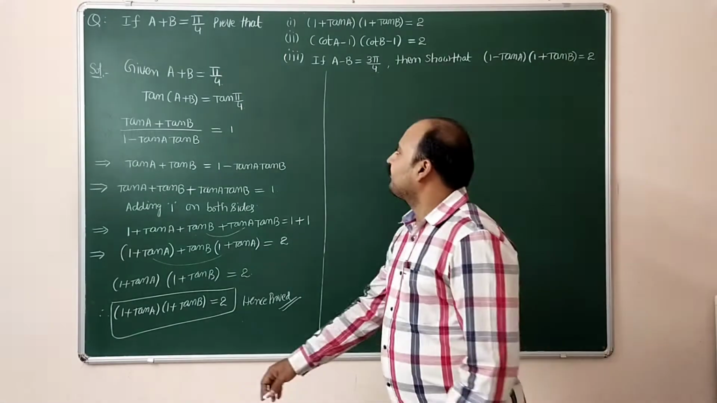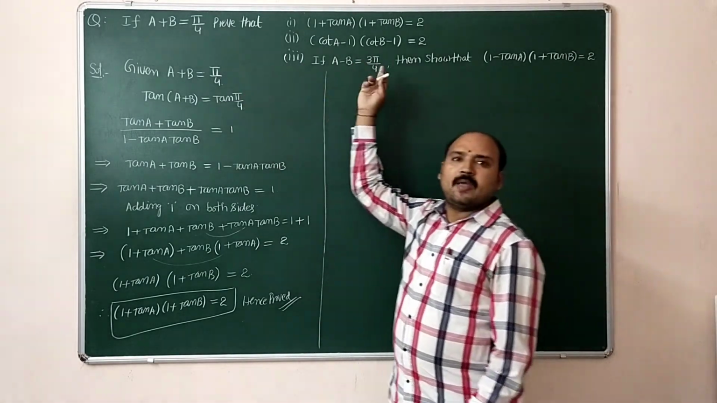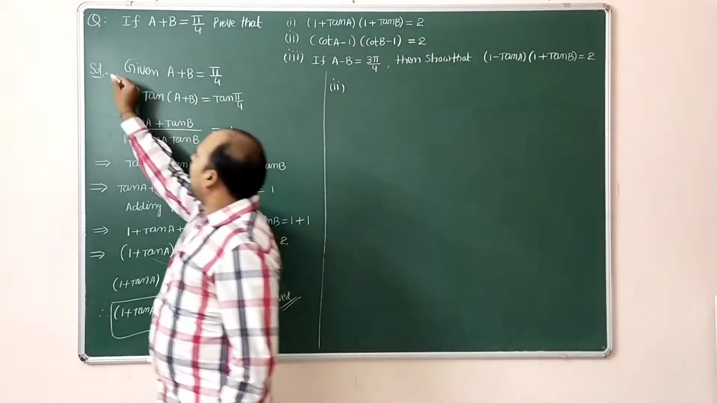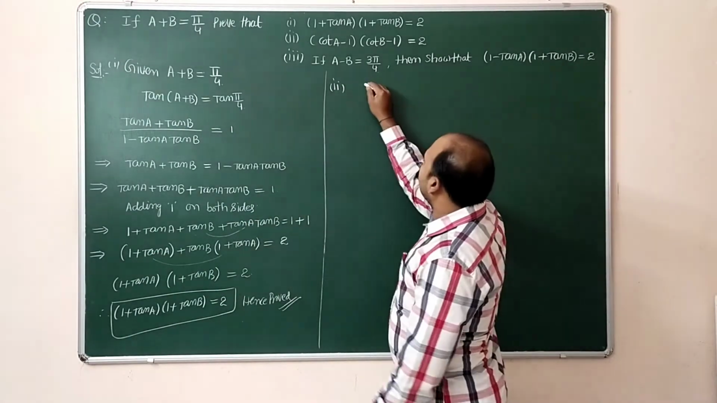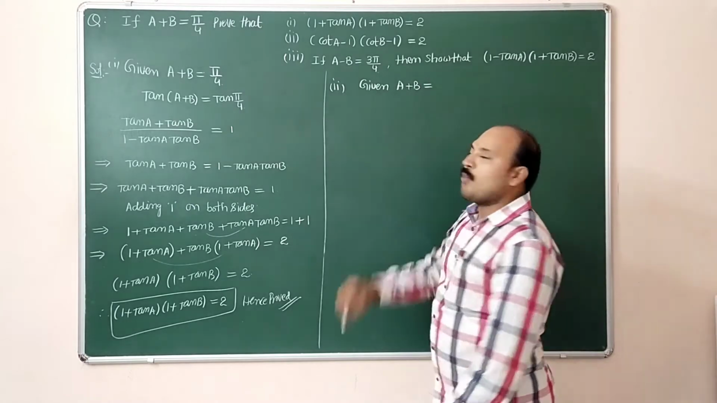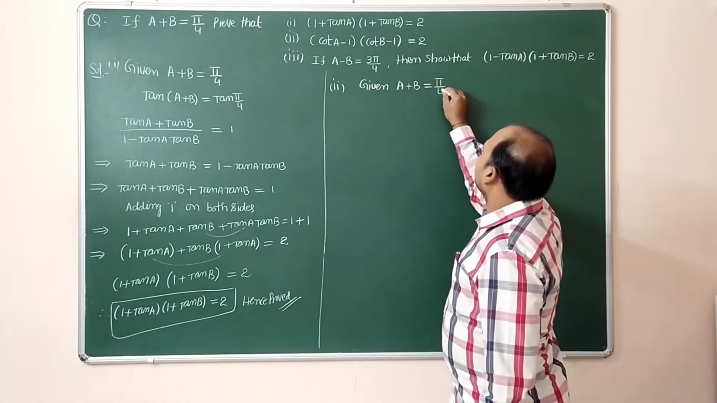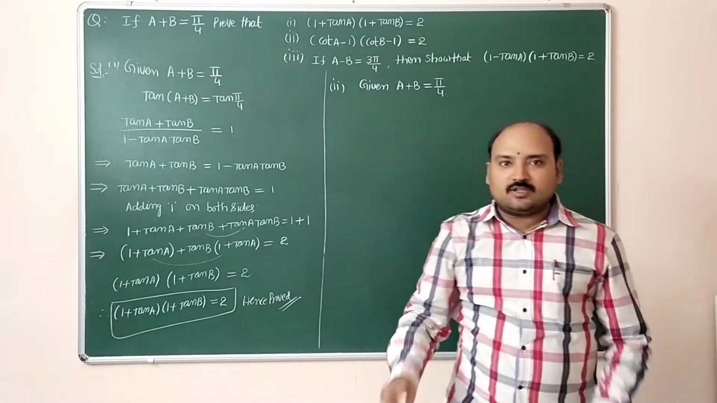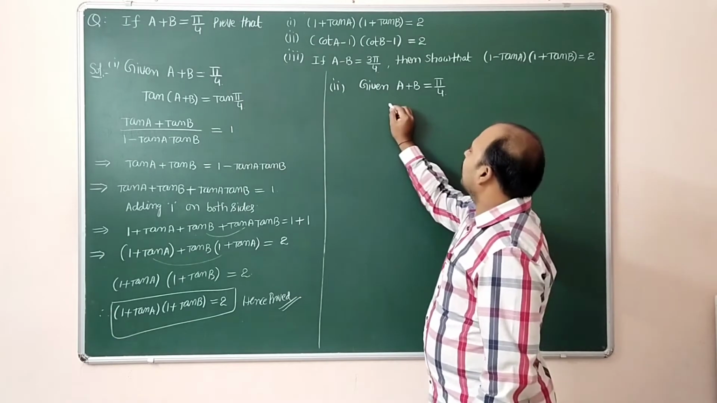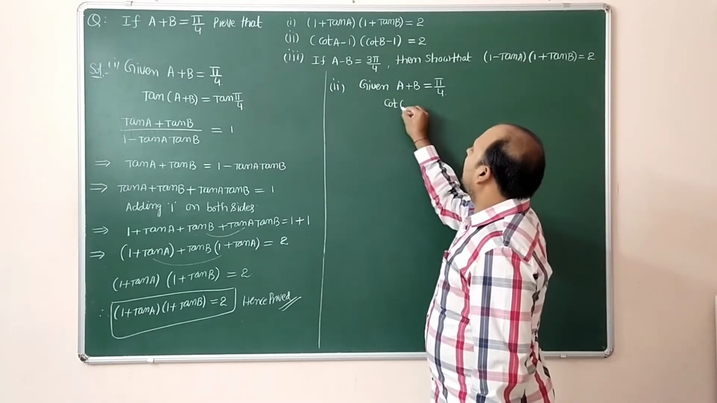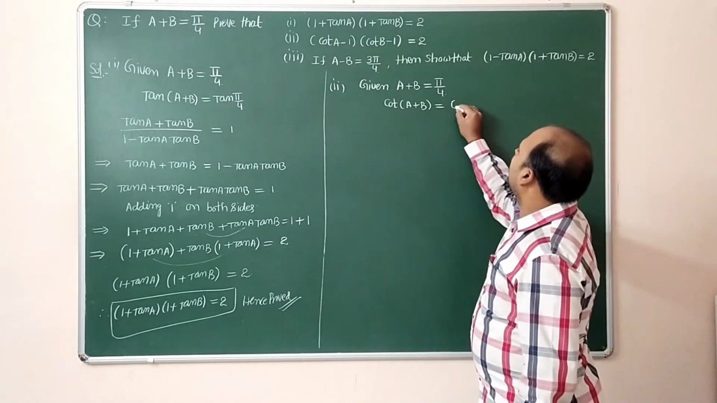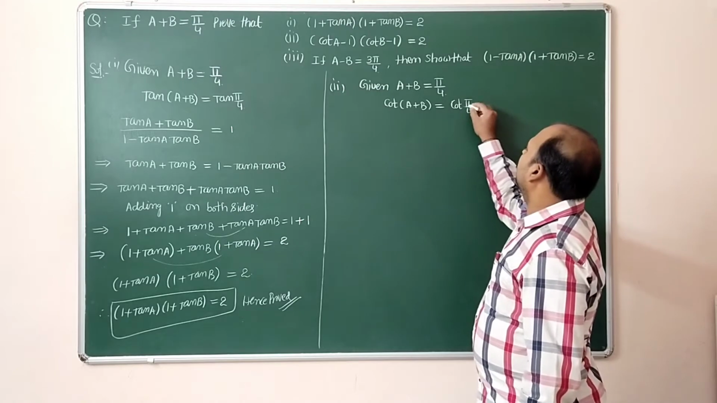Start the next question. The condition is the same, a plus b equals pi by 4, then prove the second one, Roman numeral 2. Given a plus b equals pi by 4, the result they are asking is in terms of cot. So, applying cot on both sides: cot of (a plus b) is equal to cot pi by 4.